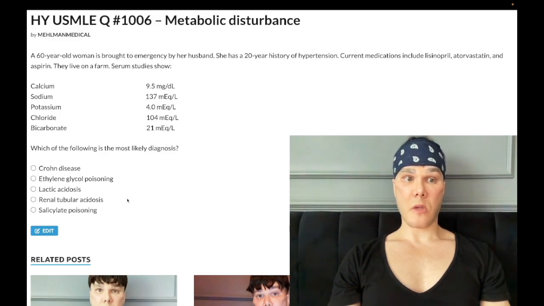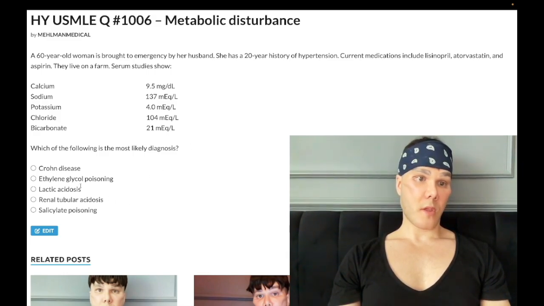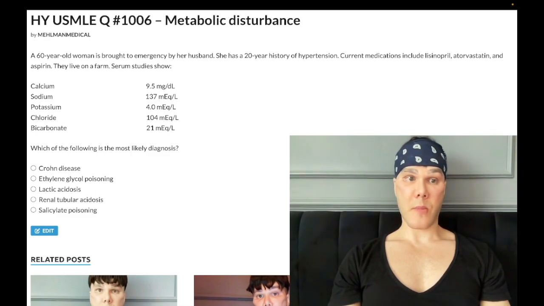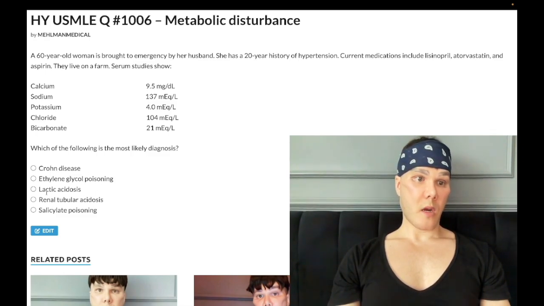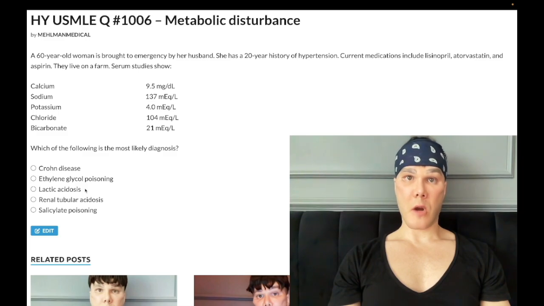So we look at the answer choices. We can eliminate ethylene glycol because we know that's part of MUDPILES. We can eliminate lactic acidosis because it's also part of MUDPILES. Salicylates is wrong because that's the S in MUDPILES. So we're left with Crohn and RTA, and you look at the vignette and you say, well, clearly it's not Crohn, so we're left with RTA, which is how the USMLE assesses renal tubular acidosis.